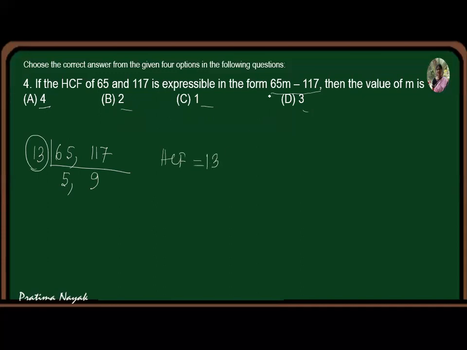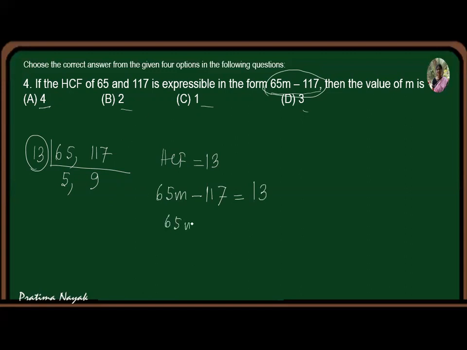Now you have to write 65m minus 117 equal to the HCF, so it is equal to 13. You have to find the value of m. I hope you can find m now. So 65m is equal to 13 plus 117, that will be 130. So m is equal to 130 divided by 65. What is the answer? 2 is the answer. So where is 2? B is the answer.